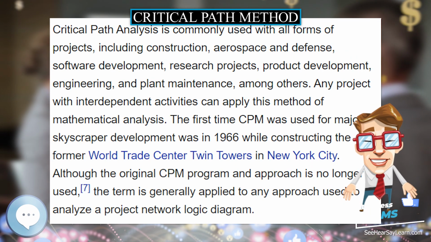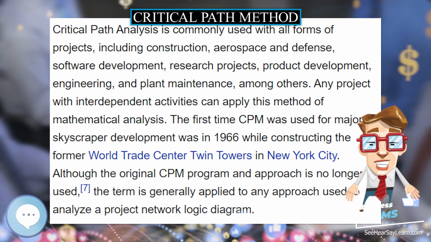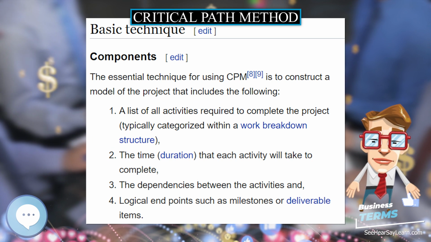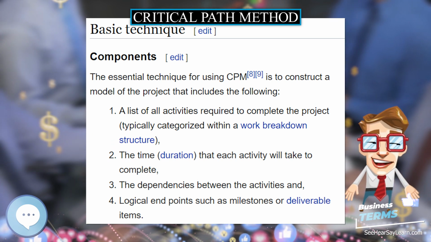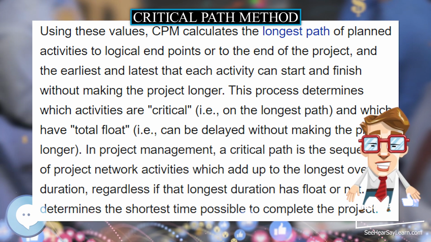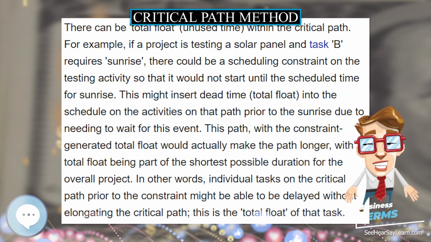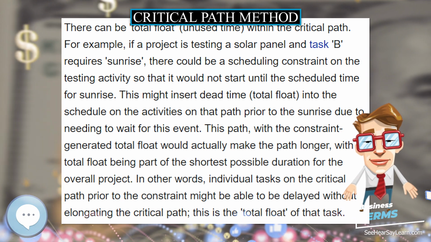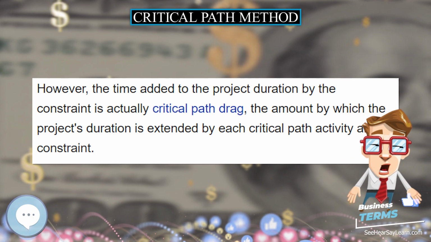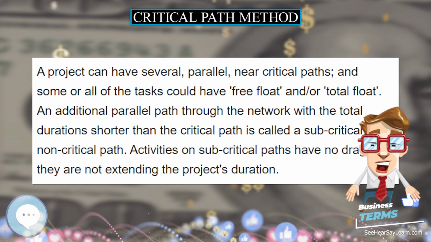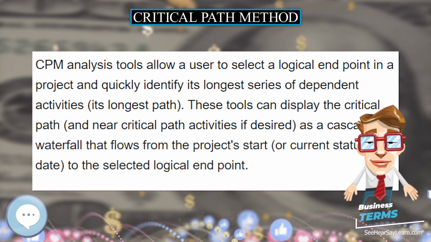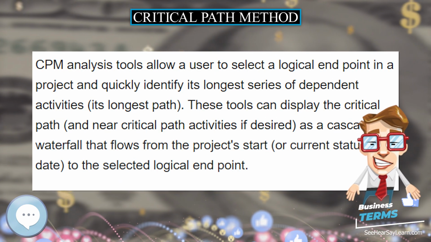Basic technique. Components. The essential technique for using CPM is to construct a model of the project that includes the following. Using these values, CPM calculates the longest path of planned activities to logical endpoints or to the end of the project, and the earliest and latest that each activity can start and finish without making the project longer. This process determines which activities are critical, i.e., on the longest path, and which have total float, i.e., can be delayed without making the project longer.